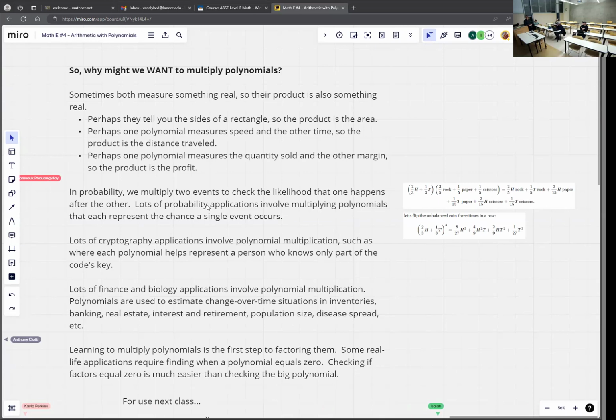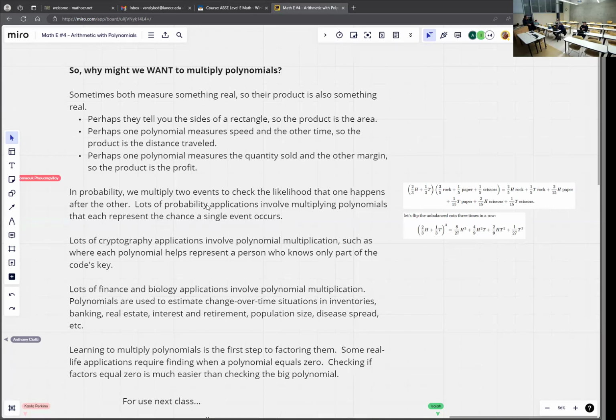Lots of finance and biology applications involve change over time things. So inventories, banking, real estate, interest, retirement, population size, disease spread, lots of things like that. Anytime something is changing over time, it often changes in a way that involves polynomials, because in real life it's more complicated than that, and you can estimate it with polynomials. There's a whole branch of mathematics of how to take messy real life things and find the polynomial that best fits that shape. So then you could multiply those together.